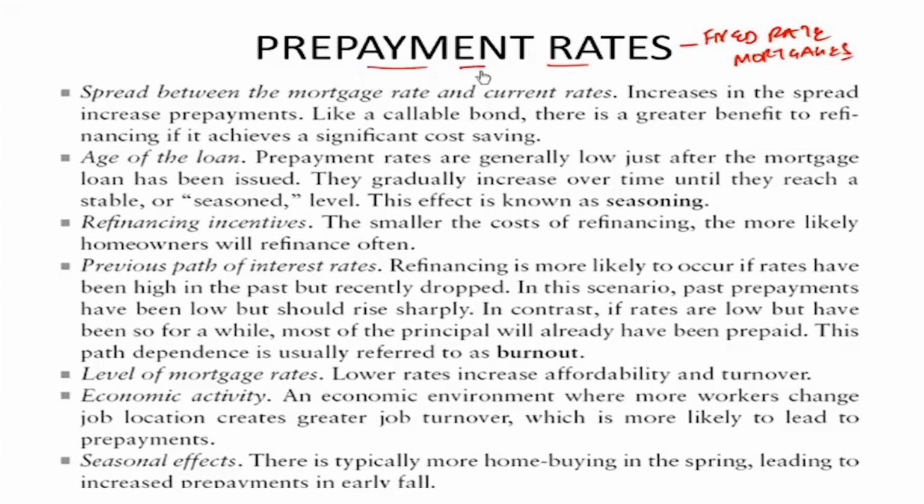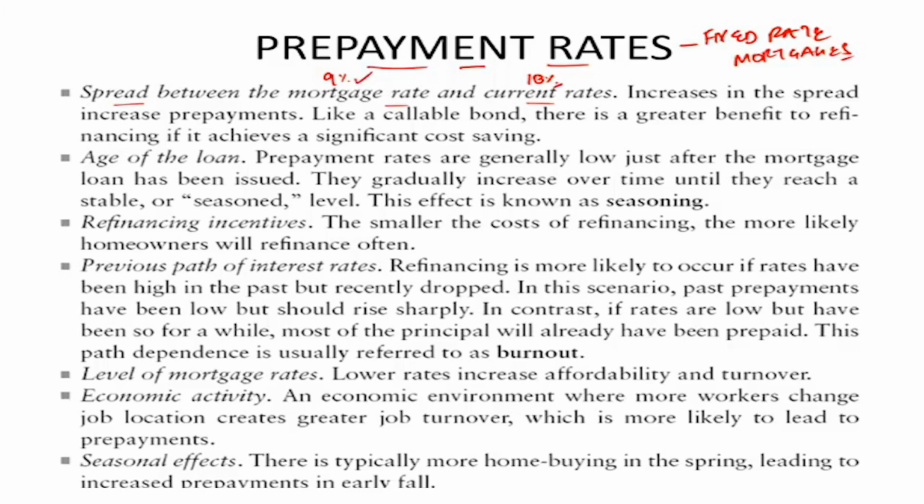So what determines the speed of prepayment? That is, how much prepayment would the borrower likely do? First is the spread between the mortgage rate and the current rate. So if the current rate is very high, let's say it is 10%, and we took our mortgage at a rate of 9%, then prepayments are not likely to happen, as anyways if I refinance or I take a loan again, it will cost me 10%. I have already locked in a rate of 9%.